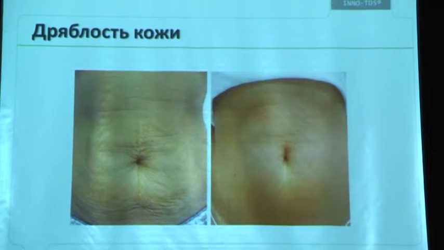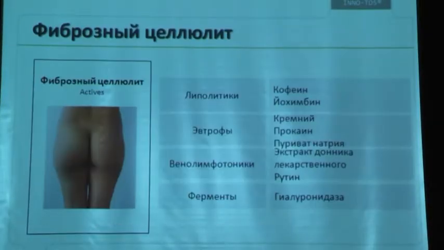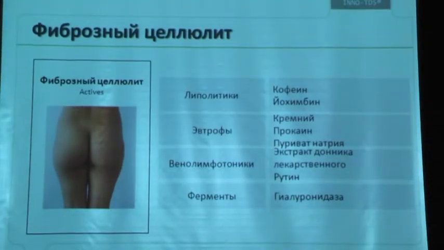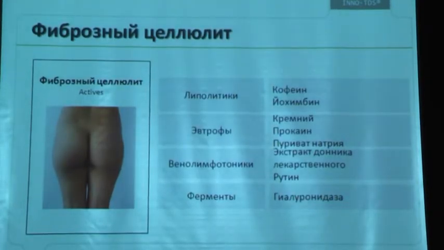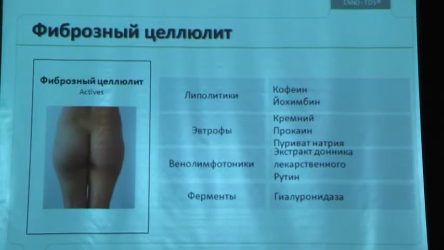We have 4 kinds of cellulitis. The fibrous cellulitis. What is the active ingredient, what do we need to do in this fibrocellulitis? We need to break the fibrosis. Which active ingredients are able to do that? The enzymes, the hyaluronidase enzymes.